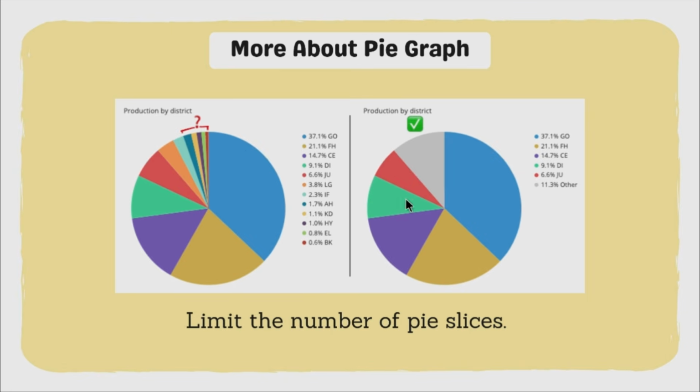So it would be better to use a pie graph for minimal categories only. Unlike here, napakadami. Ito, ilan lang po? 1, 2, 3, 4, 5, 6. And mas maganda po siyang tignan.